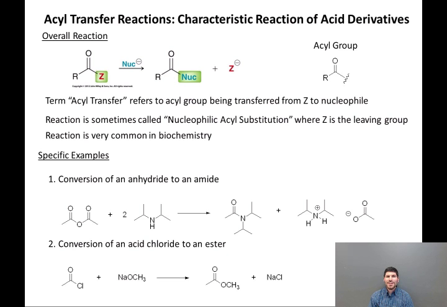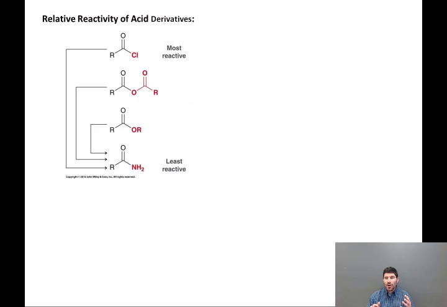The second example that I want to provide you with is the conversion of an acid chloride to an ester. So if we take an acid chloride, acetyl chloride in this case, react it with sodium methoxide, we will get methyl acetate, the ester, plus sodium chloride as the byproduct. So what I want to teach you now is the relative reactivity of the carboxylic acid derivatives. This is a very important diagram.